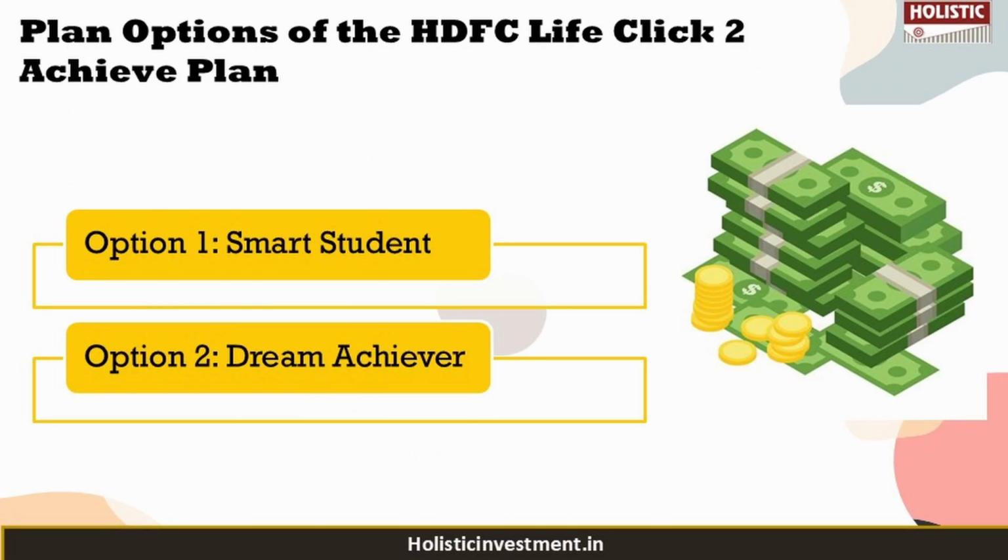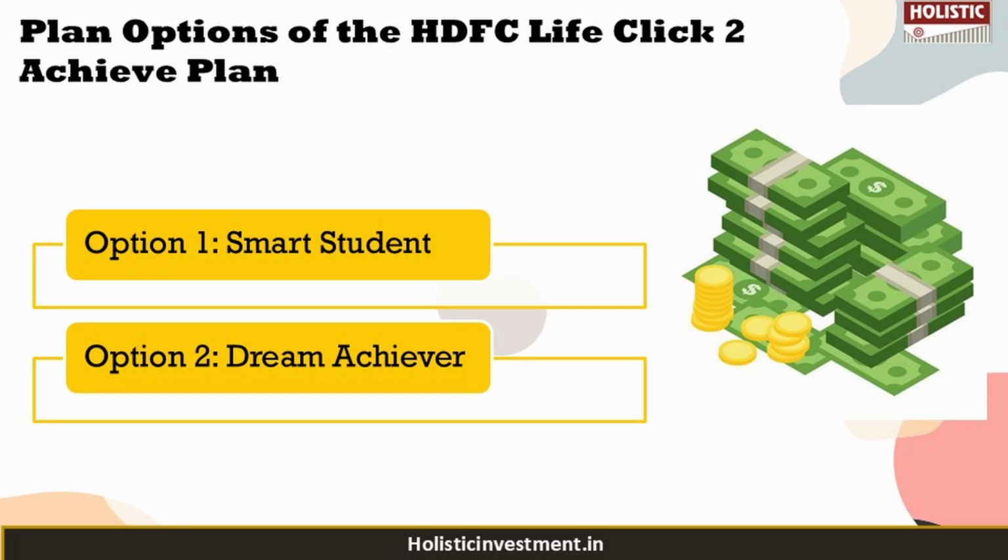And there are two plan options in this policy. Number one is Smart Student, number two is Dream Achiever. Option 1, Smart Student, is specifically designed for students, and option 2 is common for all. Now let us take a look at the benefits. This policy has benefits like death benefit, survival benefit, maturity benefit, and other inbuilt features, but they all differ according to what kind of plan option you have chosen. If you want to take a look at it in detail, you can definitely refer to the policy brochure.